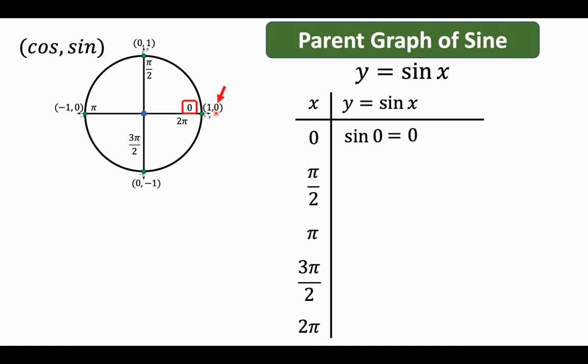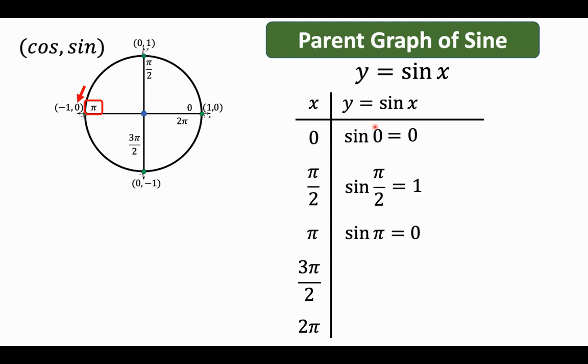Next one, pi over 2. So we're going to go up to pi over 2. Sine of pi over 2 is going to be the y value again, which is 1. So sine of pi over 2 is 1. So input is pi over 2, output is a 1. Moving on to the next part of our circle. And see, this is why it's nice and neat. You can just put these right in. Sine of pi is going to be, our y value is a 0.